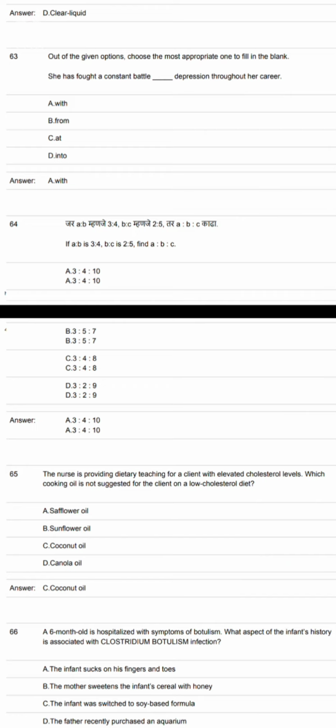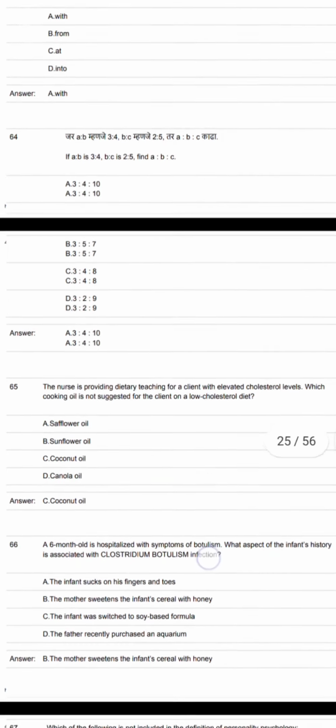3:4:10. A option. 65. A nurse is providing dietary teaching for a client with elevated cholesterol level. Which cooking oil is not suggested for the client on a low cholesterol diet? The answer is option C.